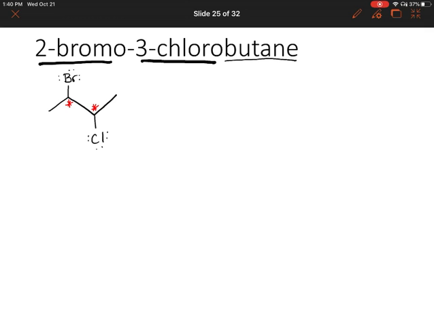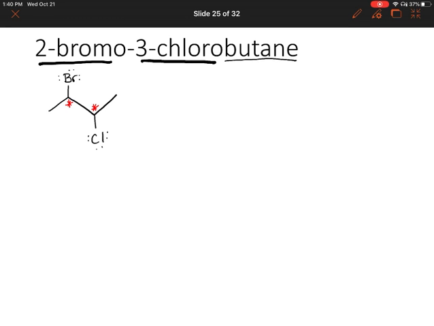So for instance, carbon 2 is bonded to a bromine, a methyl group, the entire group to the right, and a hydrogen. But the hydrogen isn't shown because this is a bond line structure. And carbon 3 is similar. It's bonded to a chlorine, a methyl carbon, the whole entire group to the left, and a hydrogen.